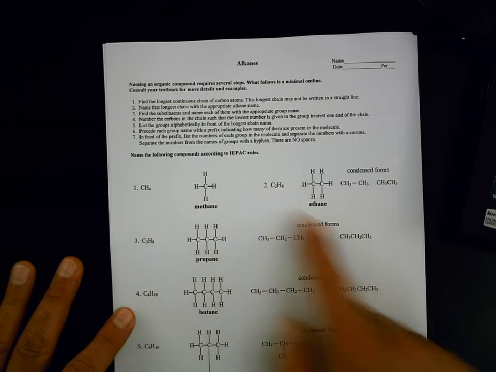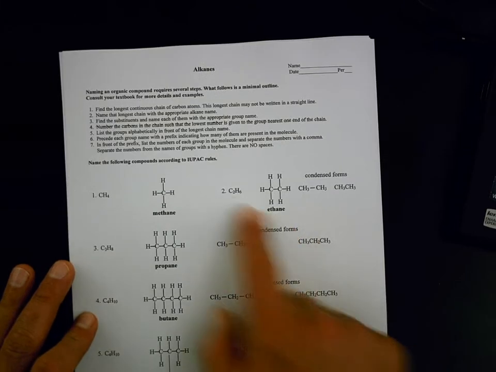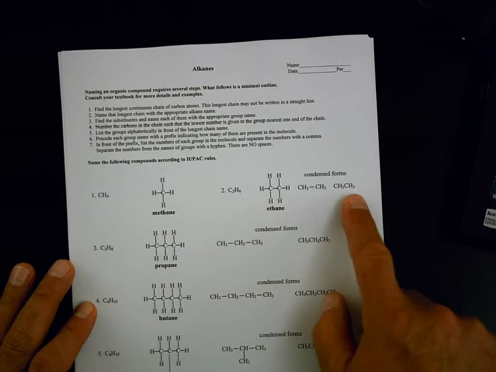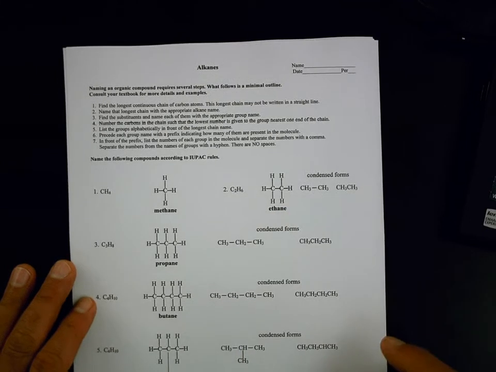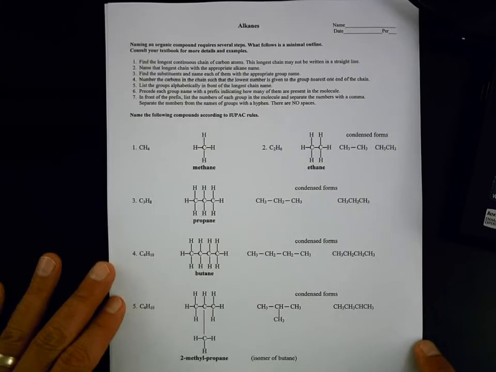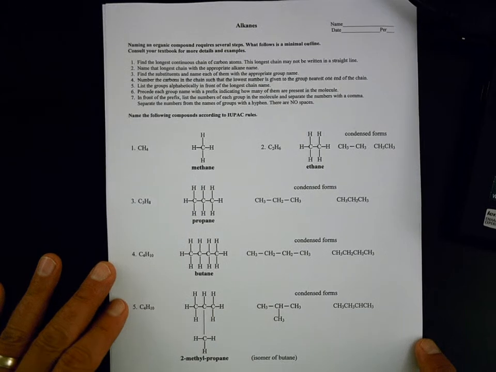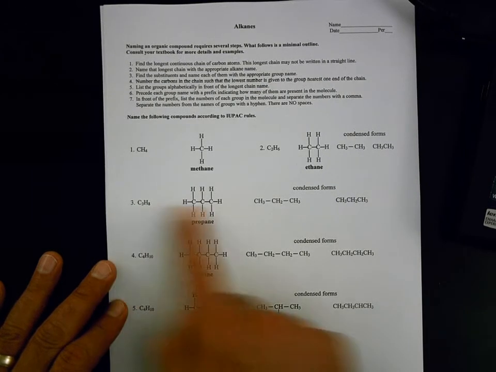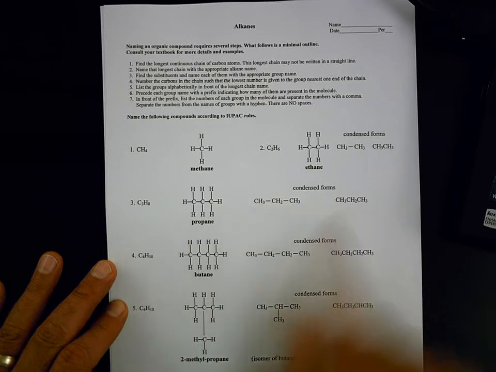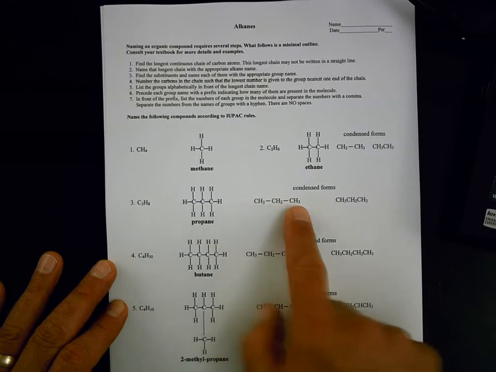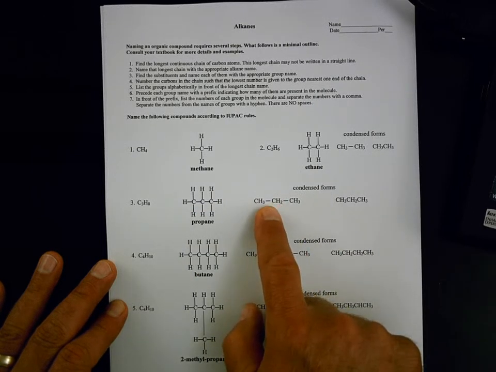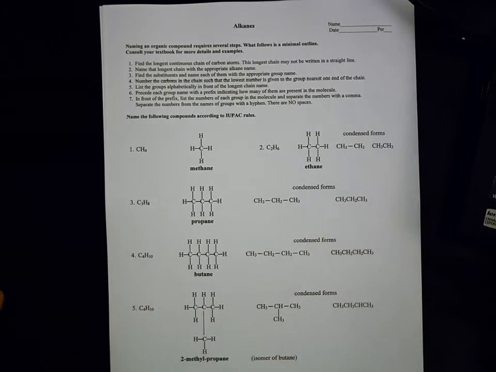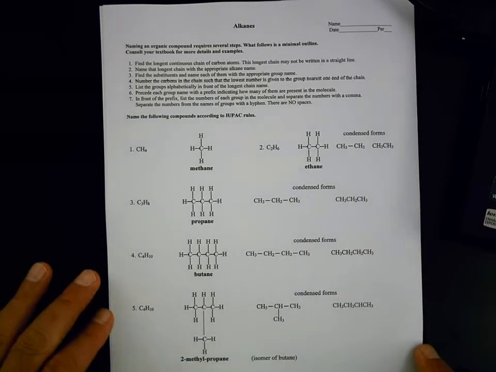Then we go to ethane with 2 carbons. Again, its molecular form, its structural form, and then its condensed forms. Okay, next we get to propane, 3 carbons. Molecular formula, structural formula, and then its condensed forms. This one here, as in the notes, just shows the bonds between the carbons and then no lines in its condensed form.